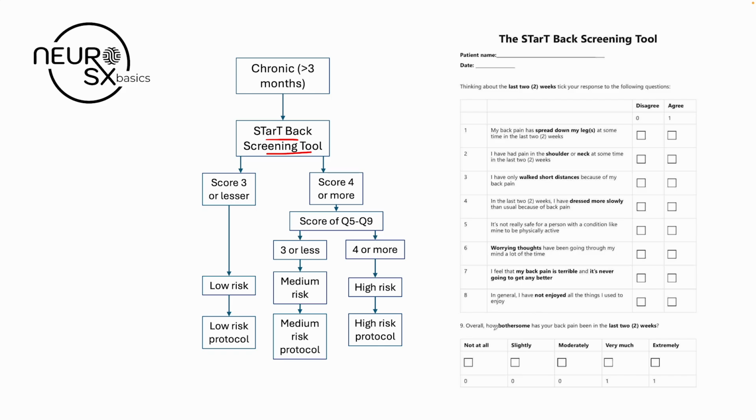The last question is, overall, how bothersome has your back pain been in the last 2 weeks? That can be graded from not at all, slightly and moderately, to very much and extremely. Amongst all these questions, the scores of questions 5 to 9 are a little bit more important, and we'll see here why. So in the STarT Back screening tool, if the score turns out to be 3 or lesser, then it is a low risk.